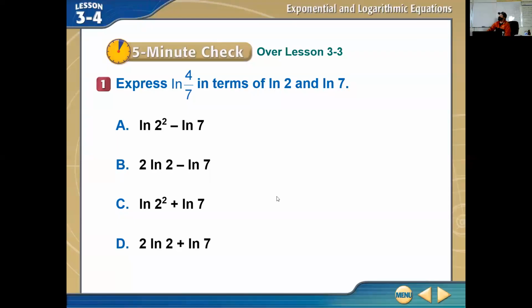Remember, as long as anything's equal, we can substitute it in. So that's the key to getting it into the terms of 2 and 7.